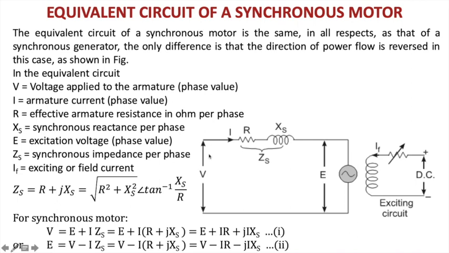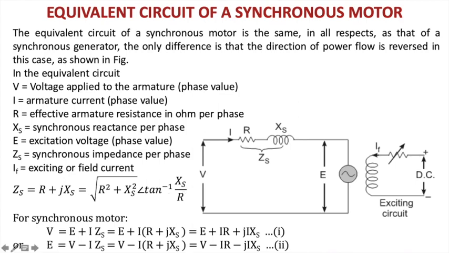Now the difference is that for the synchronous motor, the supply voltage V is the input, and E is the EMF induced in the armature, which is the result of the applied voltage. The impedance of the given motor is written as ZS equals R plus jXS. The magnitude is the square root of R squared plus XS squared, and the angle is tan inverse of XS by R.